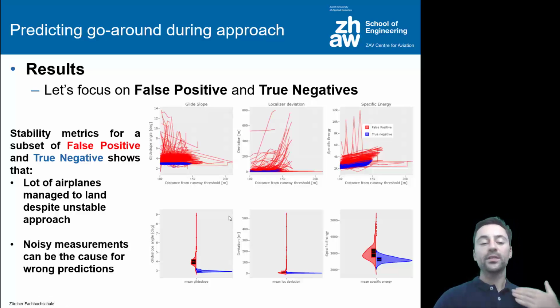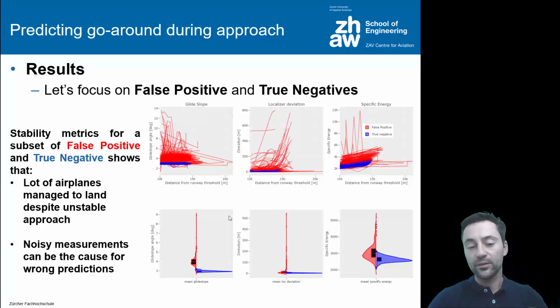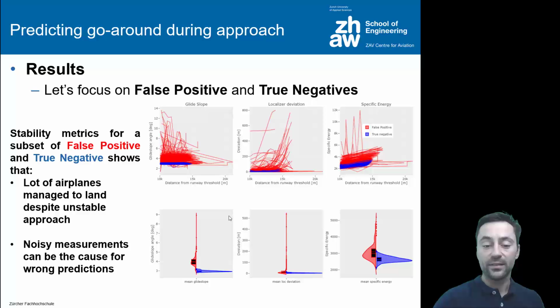Now if we do the opposite, if we focus on the false positives and on the true negatives, what we have done on these plots is plot the stability metrics for a subset of false positives and a subset of true negatives. What you can see is that those red ones, which look like they are unstable, are still managing to land. This is probably due to several reasons. The first one is that we have a lot of kinks in the data, and this is due to noise in the data.